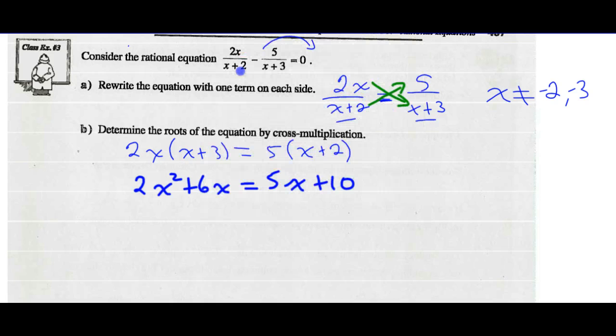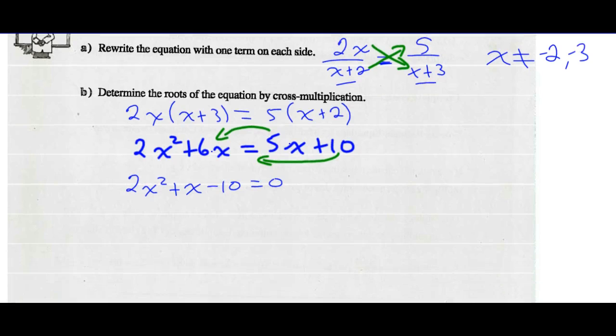Now that I've got a single equation without any denominators, I'm going to set this equation equal to 0. So I'm going to move everything to this side of the equation. I'm going to minus 5x, and I'm going to minus 10, and I'm going to get a quadratic equation on the left side. So I get 2x squared, 6x minus 5x is a plus x, and minus 10 equals 0.